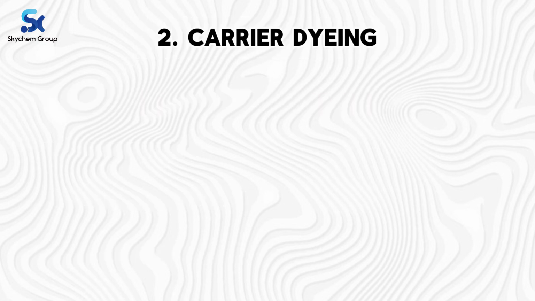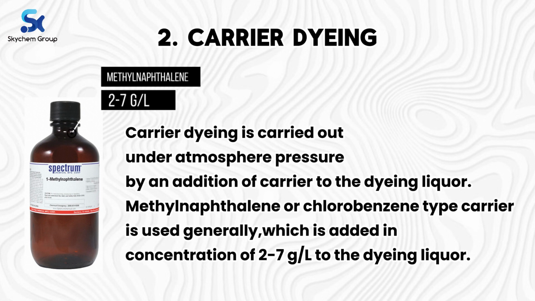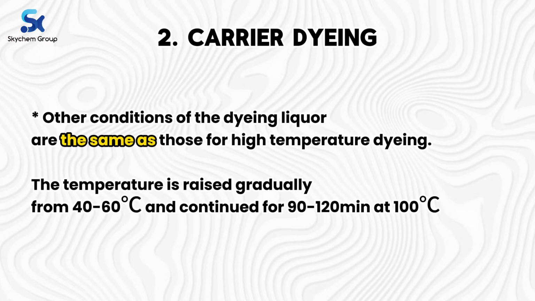2. Carrier dyeing. Carrier dyeing is carried out under atmospheric pressure by an addition of carrier to the dyeing liquor. Methylnaphthalene or chlorobenzene type carrier is used generally, which is added in concentration up to 7 grams per liter to the dyeing liquor. Other conditions of the dyeing liquor are the same as those for high temperature dyeing.